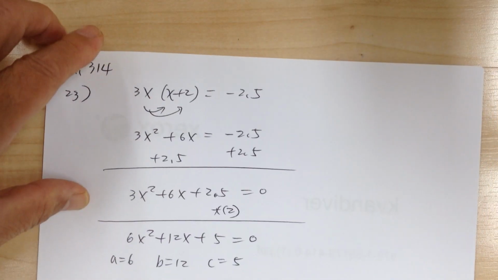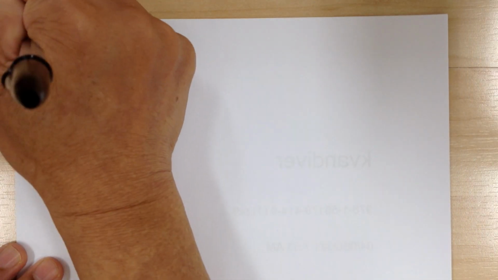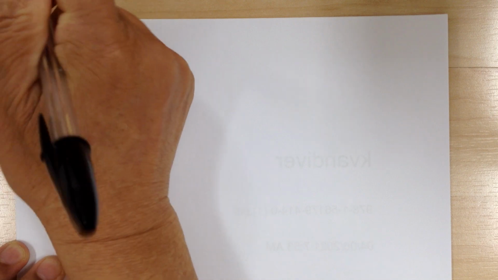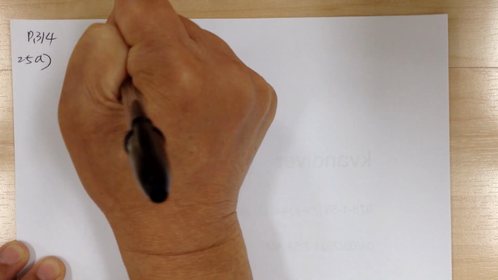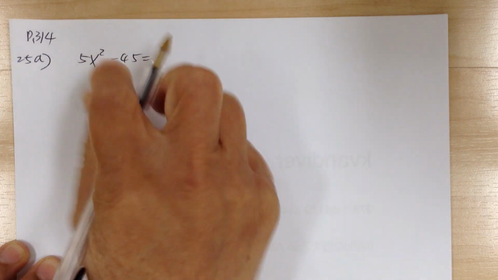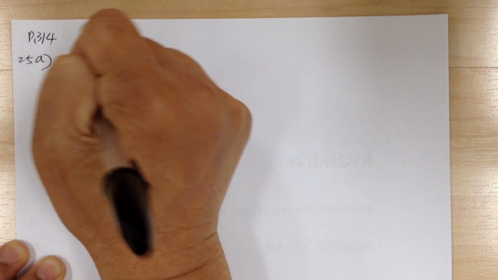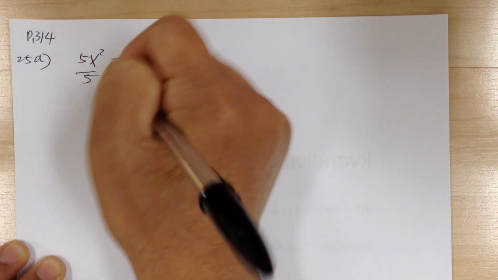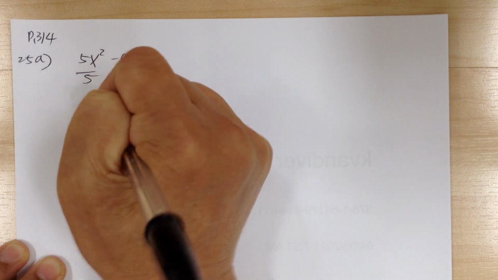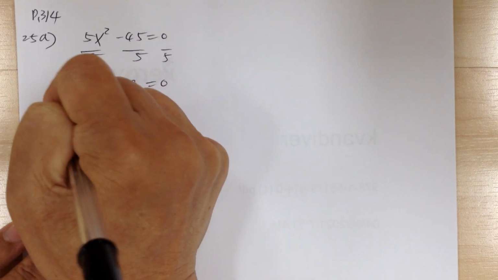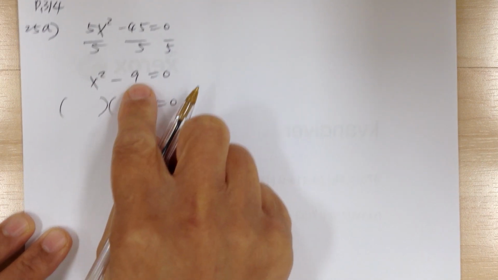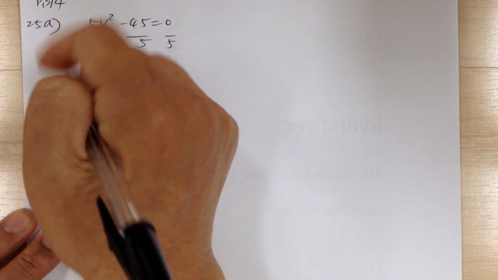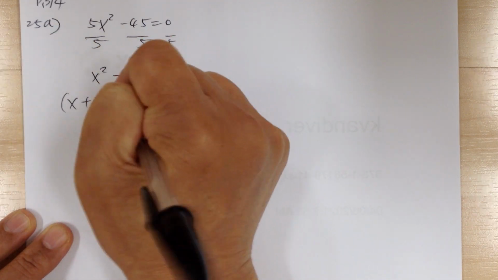Okay, so next one, they want you to do it by factoring and by using the quadratic formula. So 25a, you got 5x squared minus 45 equal to 0. Again, I want to divide it by 5 to lower my number. Since it's an equation, you can divide to lower your number. So you got x squared minus 9 equal to 0. They want you to do it by factoring, so this is step 2a, the difference of squares, factoring to conjugates. So it'd be x plus 3, x minus 3.